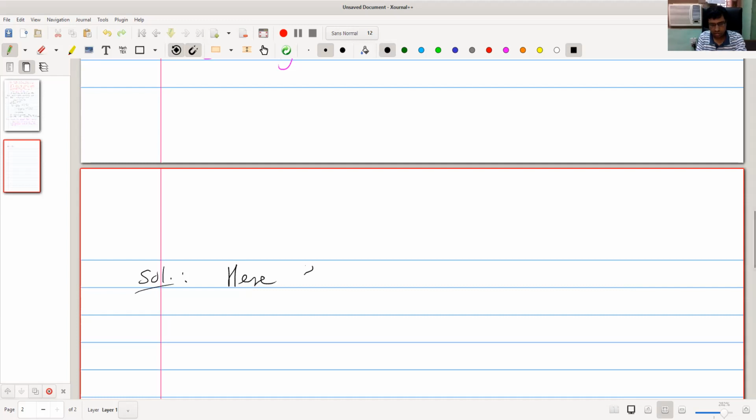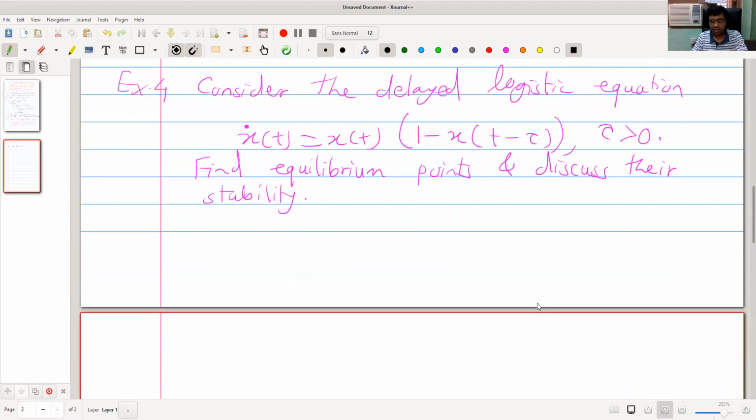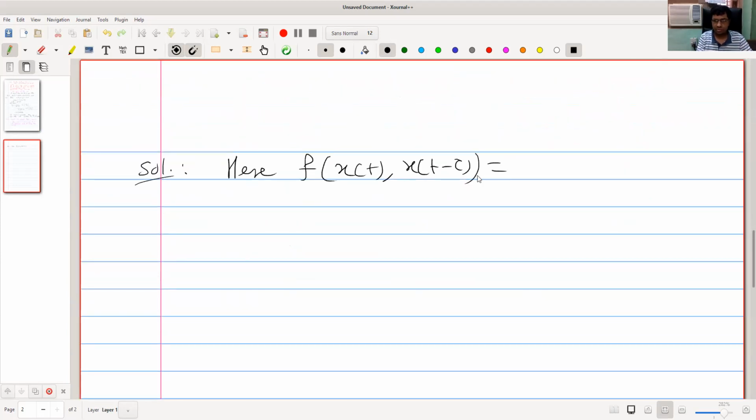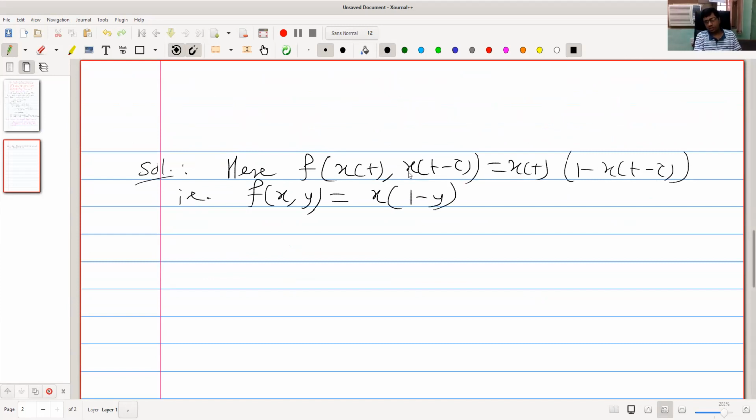Here, f of x of t, x of t minus tau, is equal to the right hand side, that is x of t into 1 minus x of t minus tau. We may call this f of x comma y equal to x into 1 minus y, if we call x of t minus tau as y. Then we can write like this.